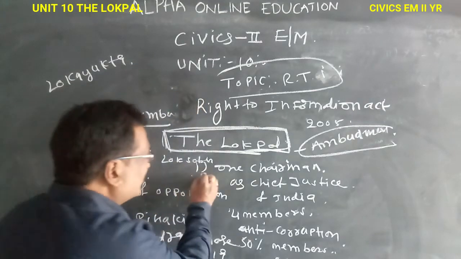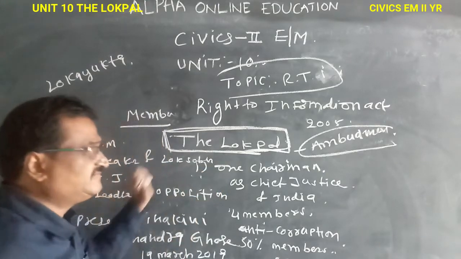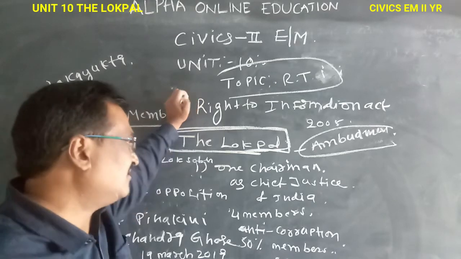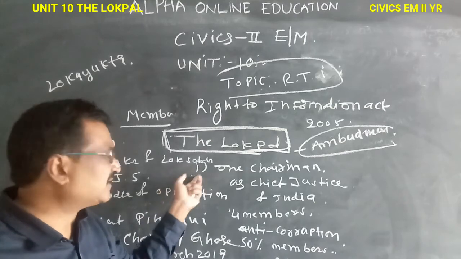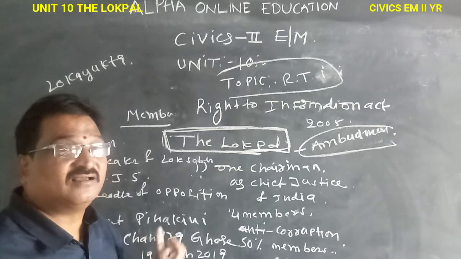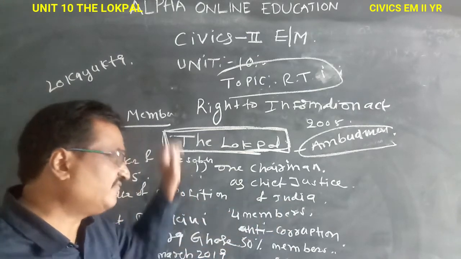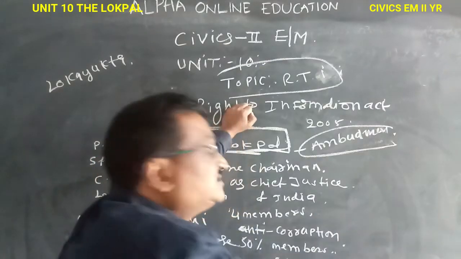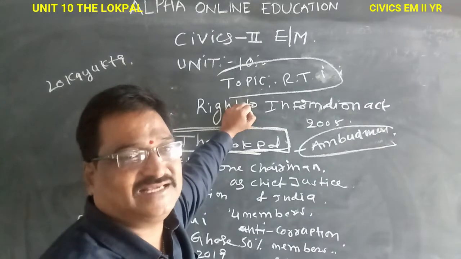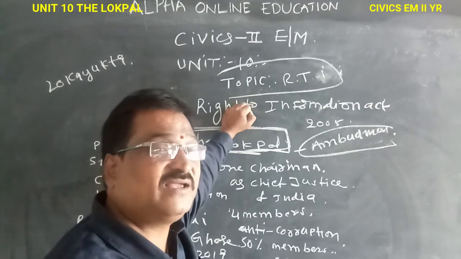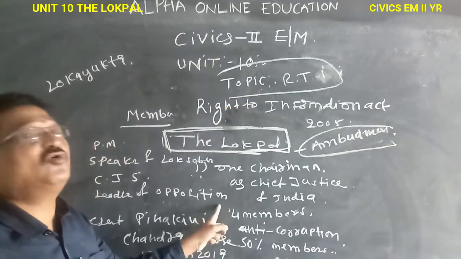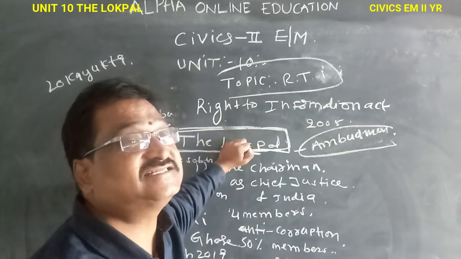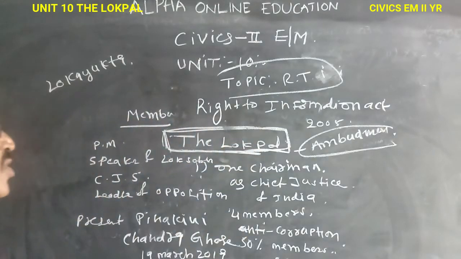Recently, actually, the composition of this: one chairman, who is a chief justice, and four other members, they are on the anti-corruption side. The retired chief justice is chairperson of the Lokpal, and the four members are on the anti-corruption side, and 50% of members are from SC, ST, minorities and women's categories. Actually, this is the composition of the Lokpal.